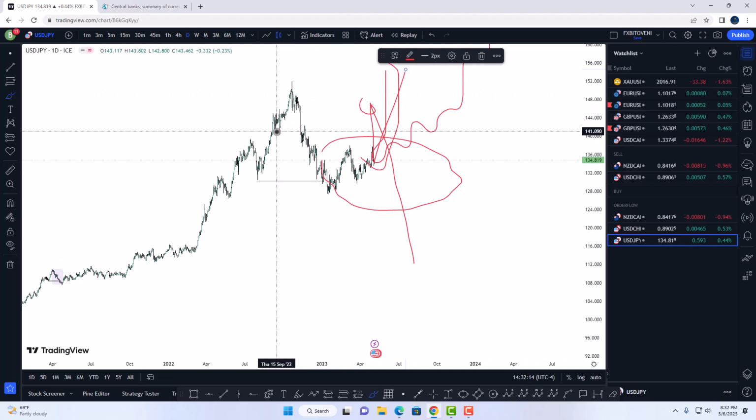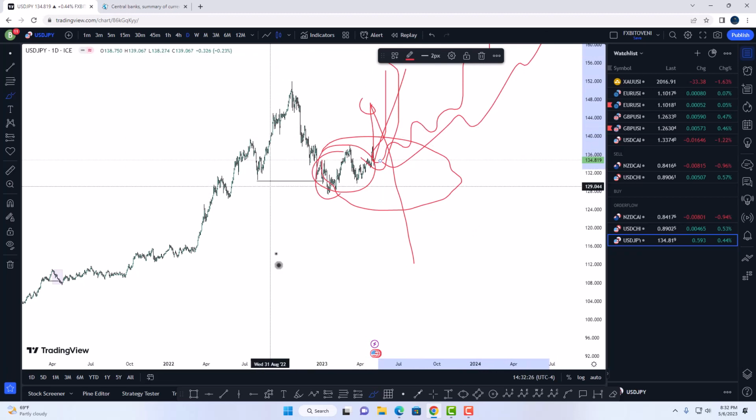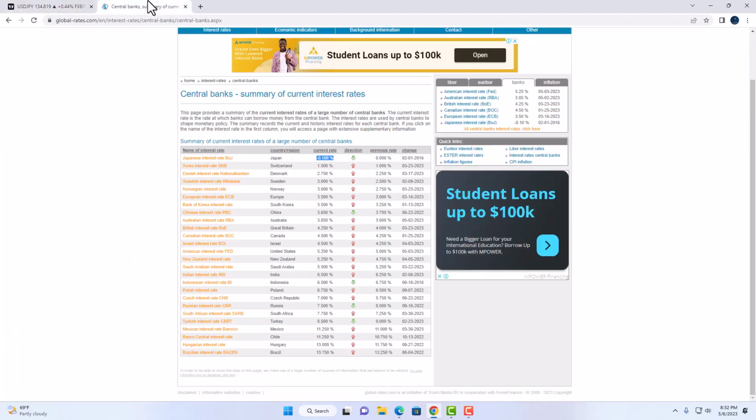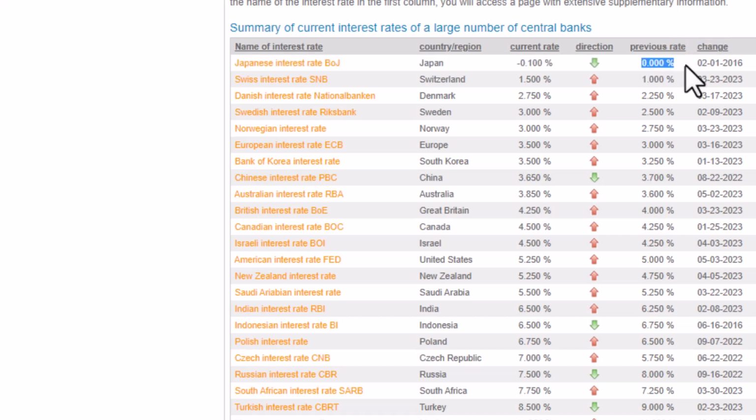If you are thinking of this as a breakout structure, pay attention. This is a possible accumulation for me to create a strong uptrend. Remember, if you go back, interest rate was 0 here on Japanese yen. As you can see, interest rate was 0 on Japanese yen. Now here interest rate is minus 0.100, meaning it's even lower than the previous.